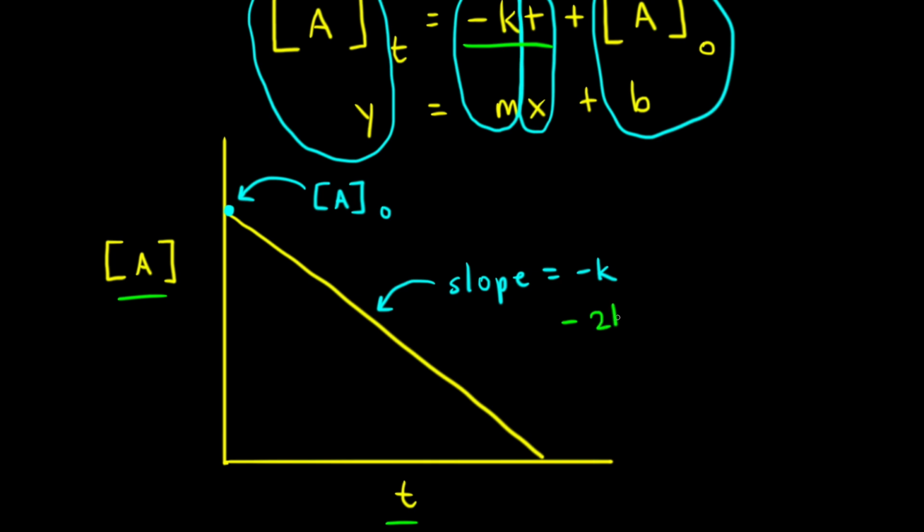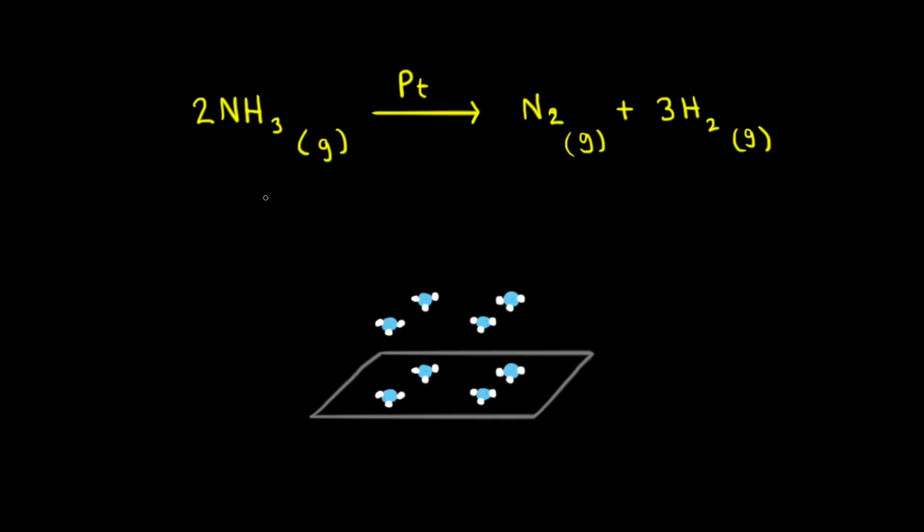would be equal to negative 2k. It's important to note that textbooks often just assume the coefficient in front of A is a 1, which would give the slope as equal to negative k. However, if the coefficient in front of A is a 2, then technically the slope of the line should be equal to negative 2k.